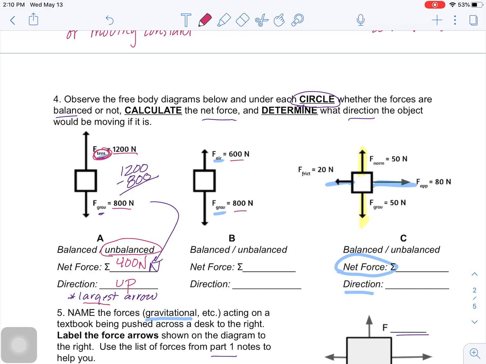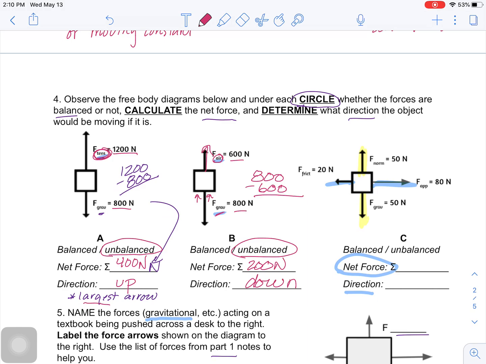Here I've got 600 going up, 800 going down. So biggest minus smallest gives me a net force of 200 newtons. And in the direction, again, I'm looking for the bigger arrow, it's going to be down. And again, another clue I have is looking at the forces. Gravity is always my downward force, but here I have air resistance, so that clues me in the object is falling. And because it's falling, that means the air molecules are hitting it going in the upward direction. So overall, this is moving downward, an unbalanced example.